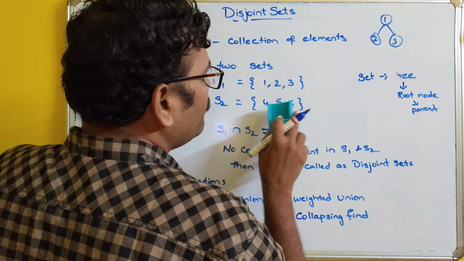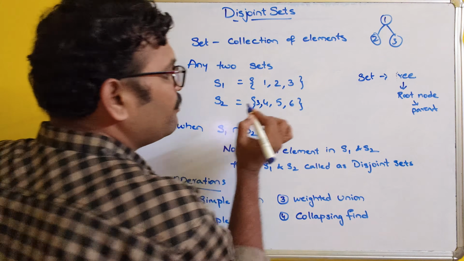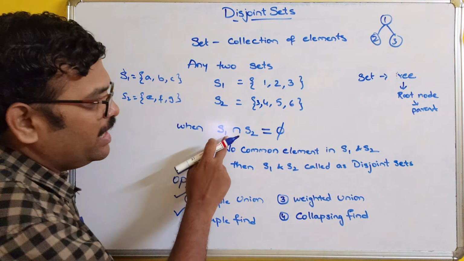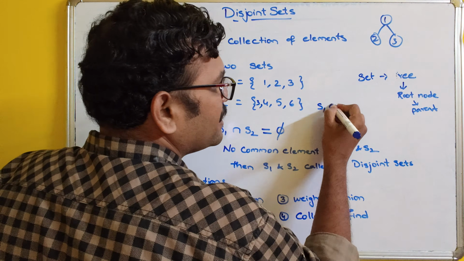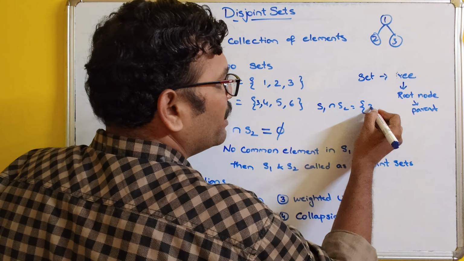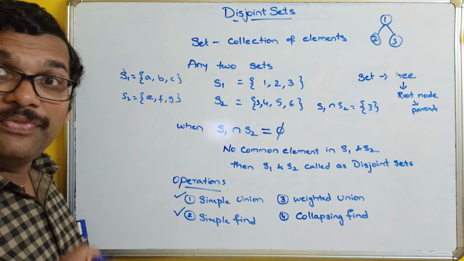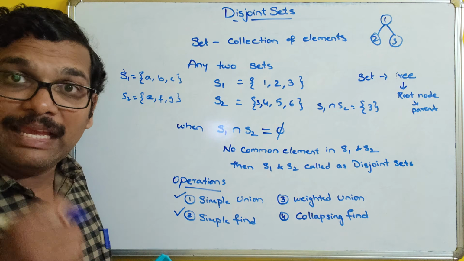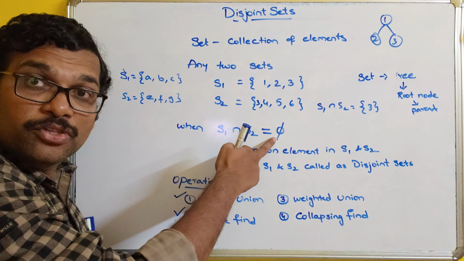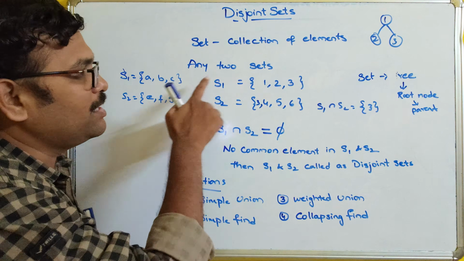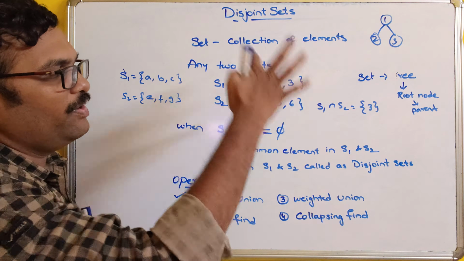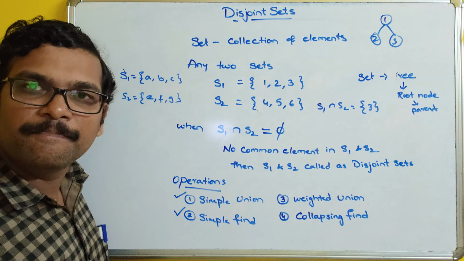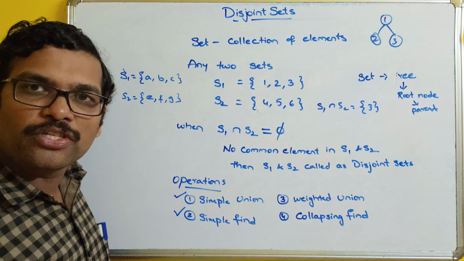For example, if S2 has one more element like 3, 4, 5, 6, we can't say S1 and S2 are disjoint, because S1 intersection S2 has one element, 3. So if there is any common element, we can't say those sets are disjoint sets. If the intersection is empty, that means no element, then only we can say these two are disjoint sets. Now it will be disjoint sets: 1, 2, 3 in one set, 4, 5, 6 in another set. Hope you understood this one.